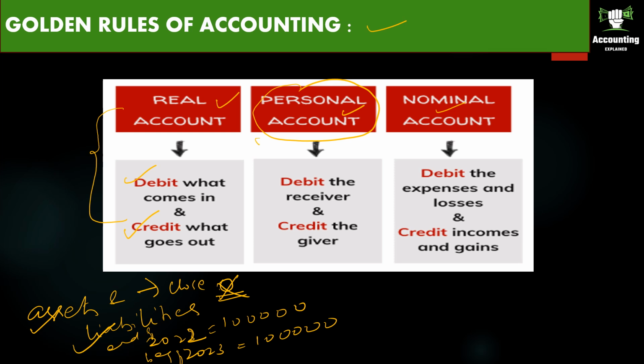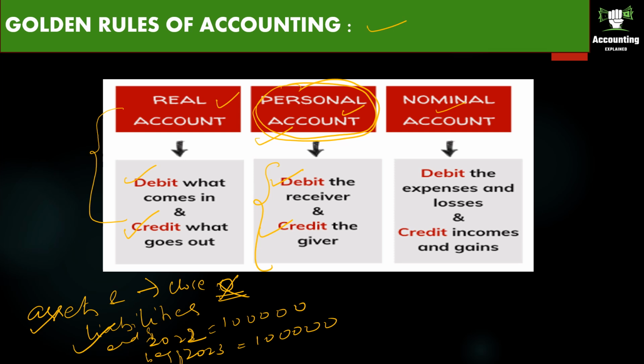Now let us see what a personal account is. Under personal account, we debit the receiver and credit the giver. From the name itself we can understand that personal account relates to persons. So even the rule relates to the person. See here, debit the receiver, credit the giver. Who is going to receive, we are going to debit. Who is going to give, we are going to credit. That is very easy. See, all accounts related to persons, whether natural persons like individuals or artificial persons like companies.